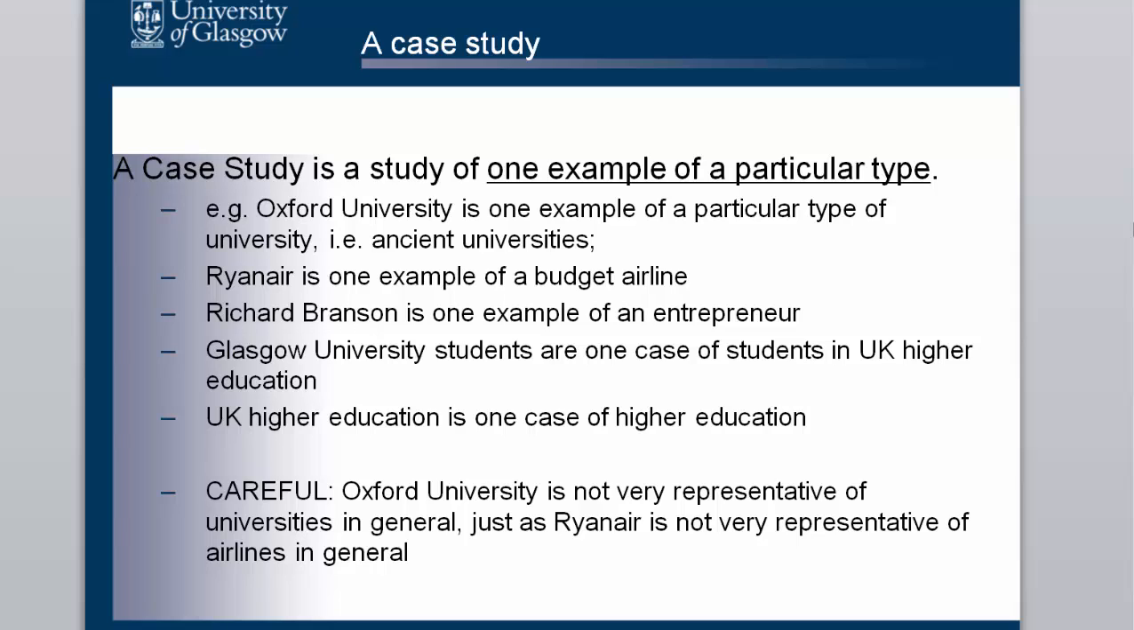Oxford University is one example of a university. Ryanair, one example of a budget airline. British Airways, one example of a traditional standard type airline. Richard Branson, one example of an entrepreneur, and so on and so forth. Now, are these examples characteristic of their type? Is Oxford University characteristic of a British university or an ancient university? I think you would agree that it's not.